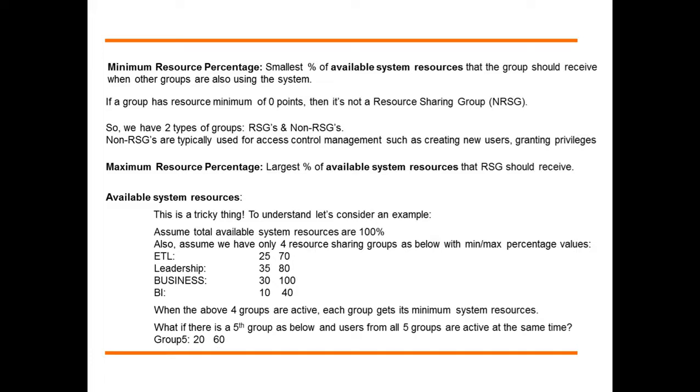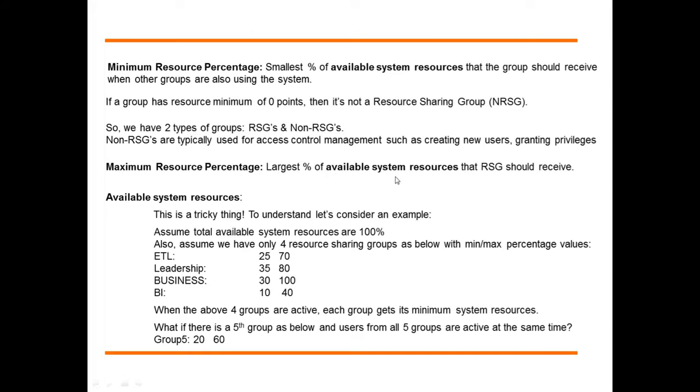What if there is a 5th group also in the system? I can't restrict the system to only 4 groups or 5 groups or 10 groups, right? There is no limit on the groups I can create. What if there is a 5th group as below and users from all 5 groups are active at the same time? So the 5th group is coming saying that I want minimum 20. Maximum I can go to is 60 if no one else is using the system. Now what to do? I have only 100% of resources. These are already sharing 100%. But this group is coming saying that I want 20.